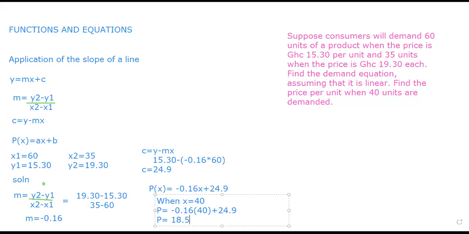Yasmin. Sir, please, when you were solving for when X is 40, why didn't you write P of X? No, I'm finding the P itself. This is not the function. This is the P itself. When it is a function, you can make it P of X. But when it is the price itself, you don't make it P of X. Thank you. You're welcome. Any other question? So let's solve another example.